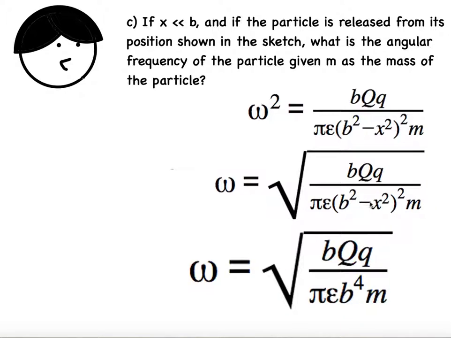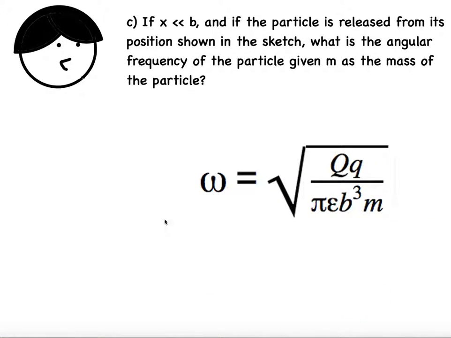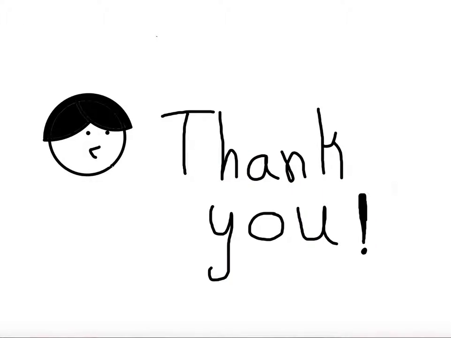And note that since x is a lot smaller than b, if you subtract x from b, you basically get b. The x is going to be a very, very small number and probably not matter. So then we can do some simplification with the b's, and you get that. There's your angular frequency. Thank you.